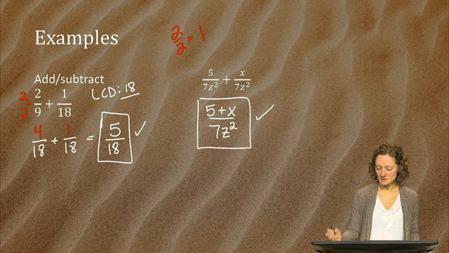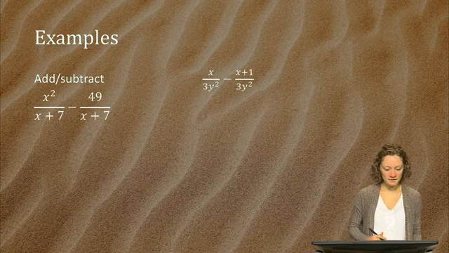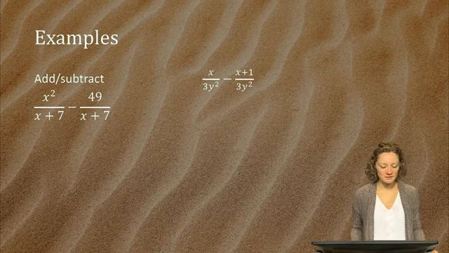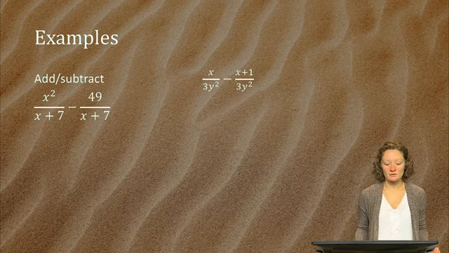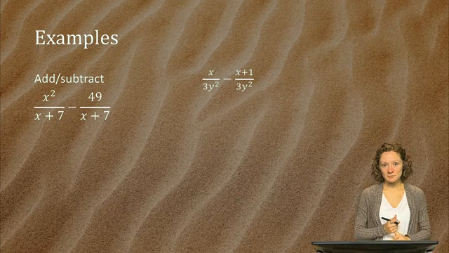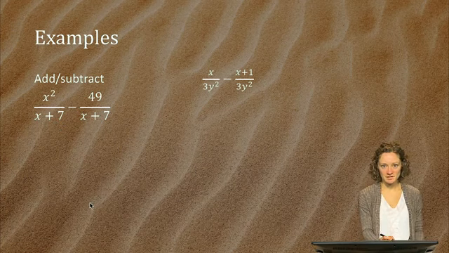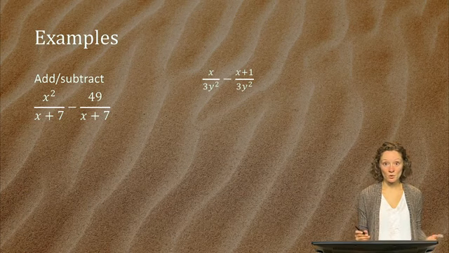All right, let's work our way up a little. Add, subtract. x squared over x plus 7 minus 49 over x plus 7. First step would be identify a least common denominator. Looking at these two denominators, x plus 7, they're already the same. So we don't need to find or convert to have a common denominator. They already have it.